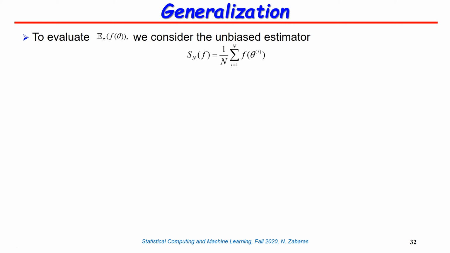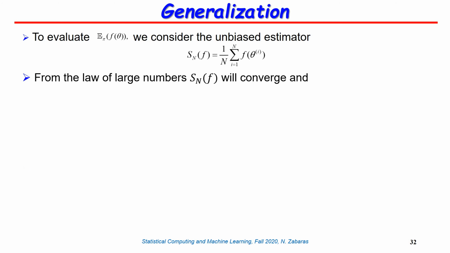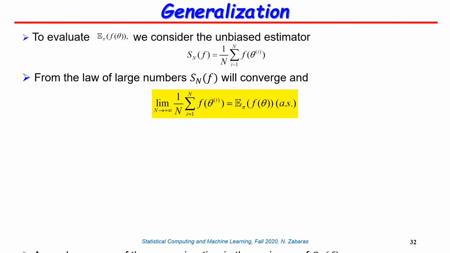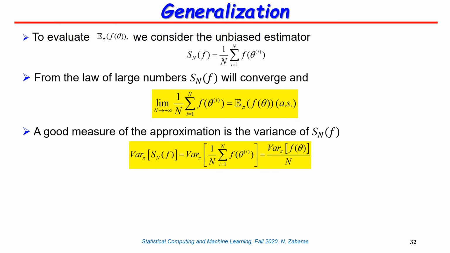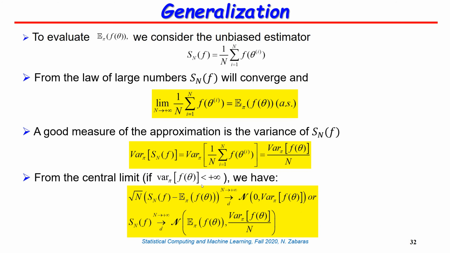So let me click through, the results are identical to before. The estimator for the integral is this unbiased estimator. Using the law of large numbers, it converges to the true mean, and we know what the variance is: the variance of f of theta under the pi distribution divided by n. From the central limit theorem, we know that in the distribution sense, this estimator follows a Gaussian with mean the true mean, and the variance being the variance of f divided by n.